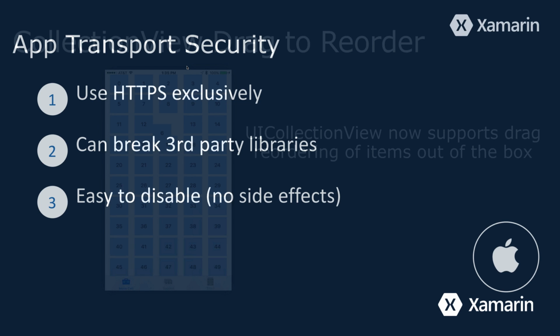But if we wanted to implement drag to reorder, well, we'd have to do that manually. Where now, it's just a property and it's super simple to get added. So if you've got a collection view and you've written your own code for drag to reorder, know that you can get rid of that and just use the properties.